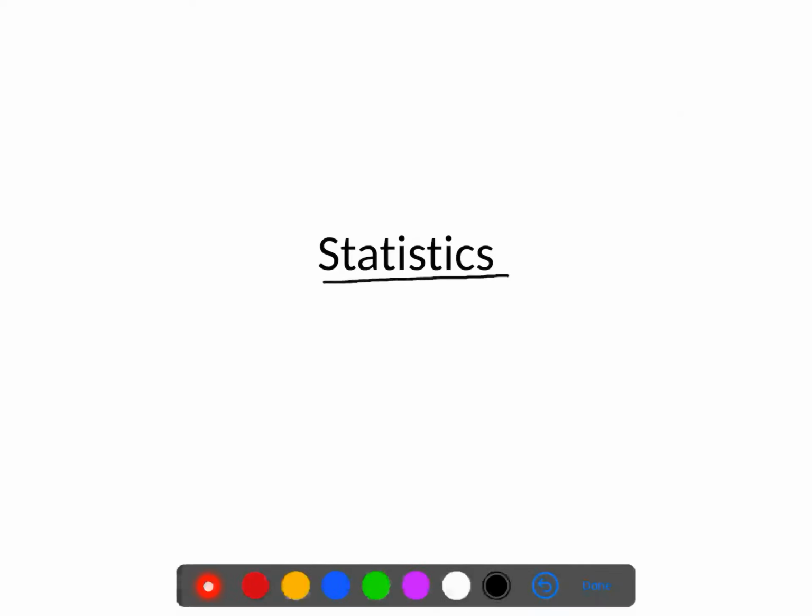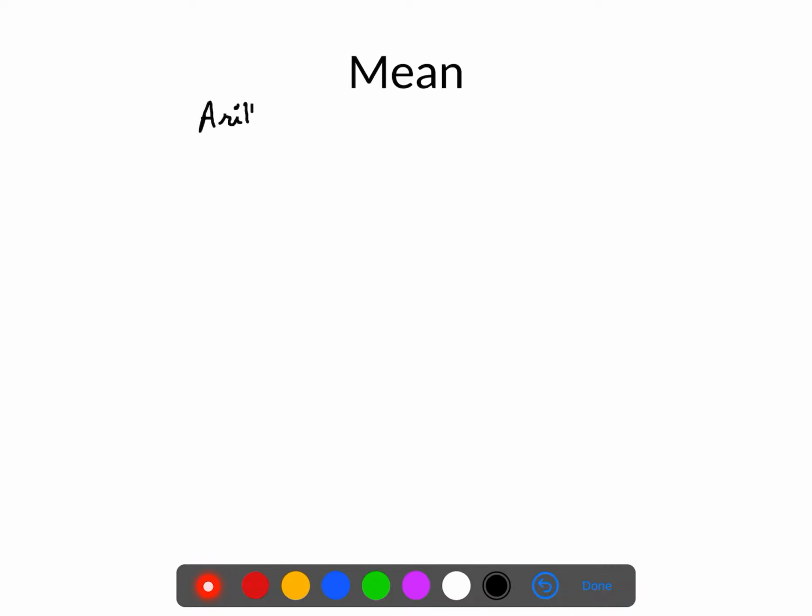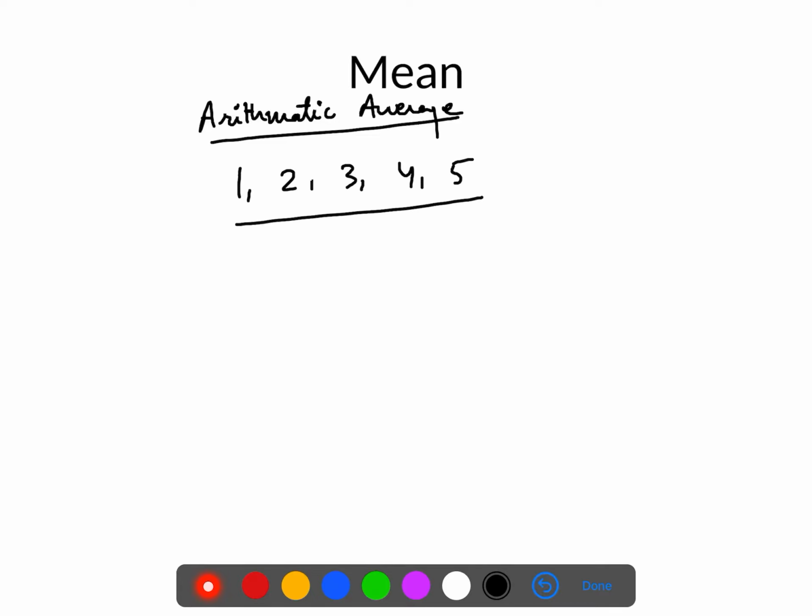So in this video, we'll try to understand some basic concepts of statistics, that is mean, median. Okay. First is mean. Mean is also called arithmetic average. This could also be the word used. So let's say we need to find the arithmetic average of these set of numbers. So what we do is take the sum of all the terms upon the number of terms. That's how we basically calculate arithmetic average or mean.